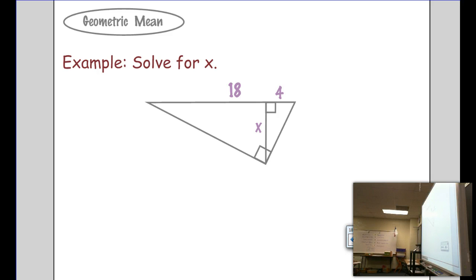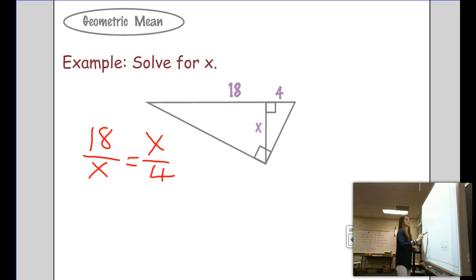Omar, can you tell me your proportion? 18 over X equals X over. Perfect.